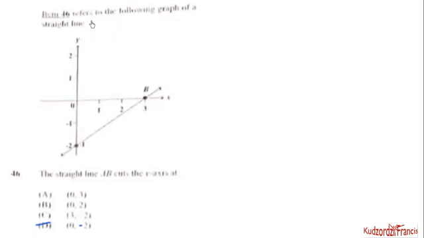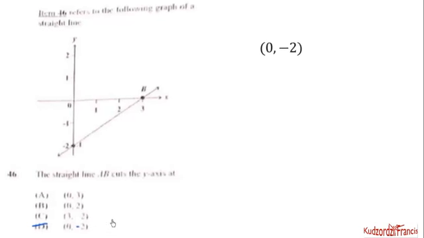refers to the following graph of a straight line. The straight line AB cuts the y-axis at this point. So the coordinate of this point is 0, negative 2. So the correct answer is indeed D.